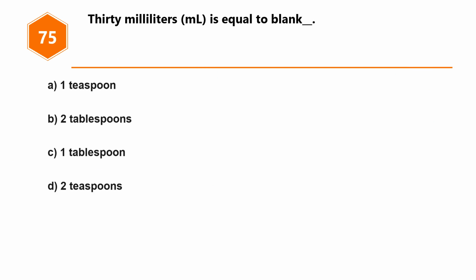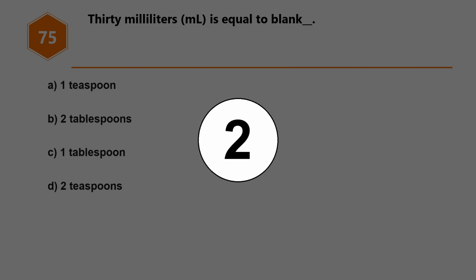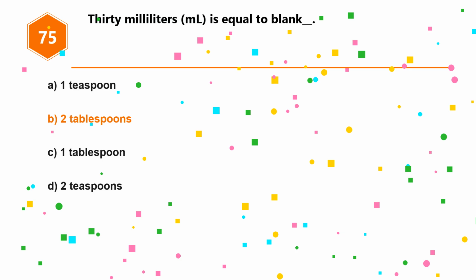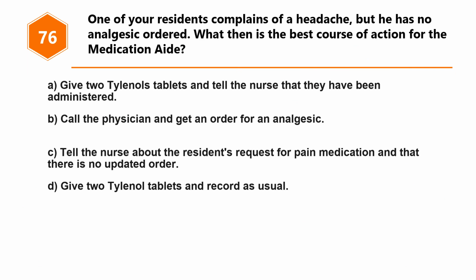Question 75. 30 milliliters, mL, is equal to blank. Option A, 1 teaspoon. Option B, 2 tablespoons. Option C, 1 tablespoon. Option D, 2 teaspoons. The correct answer is option B. 2 tablespoons.